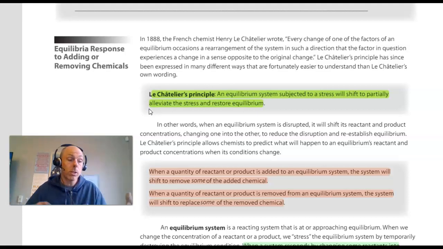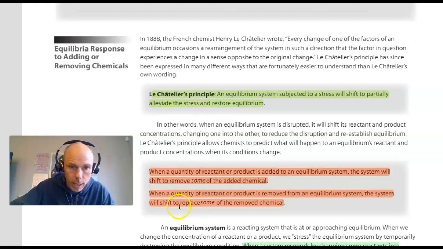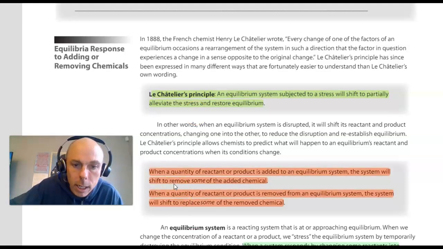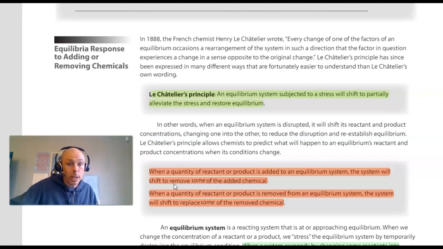Well, the first stressor is either adding or removing reactant or product. And if we look down here in reddish orange, it says that when a quantity of a reactant or product is added to an equilibrium system, the system will shift to remove some of that added chemical.